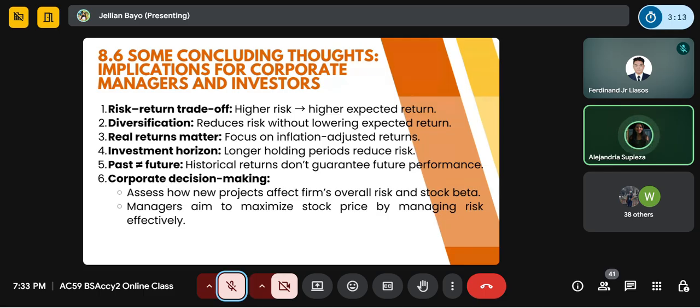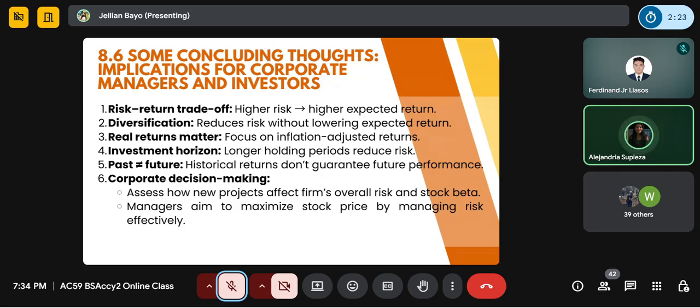And then next is that the past is not the future. Historical returns don't guarantee future performance. As an investor, you should not only look at the history of the stocks you invest in. You should also look at the current situation, because past events don't guarantee anything, since the future is uncertain. That's why you look at the current price of a stock to see whether it is still a good investment today, and at the performance of the company in the current year.